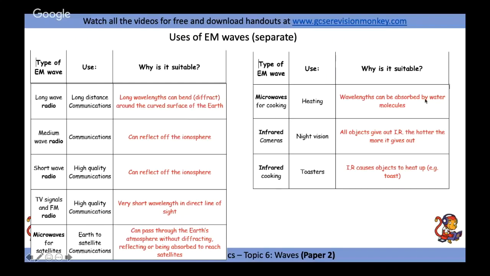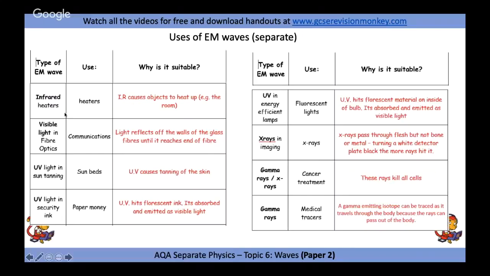Microwaves for cooking, well, it's absorbed by water molecules, these wavelengths, so it makes them vibrate, heating them up. Infrared cameras, all objects give out infrared, so the hotter the object, the more it gives out. So that's a useful application of that. Infrared cooking, well, we can use a toaster to grill our toast because infrared causes objects to heat up. We can use infrared for heaters because infrared causes objects to heat up.